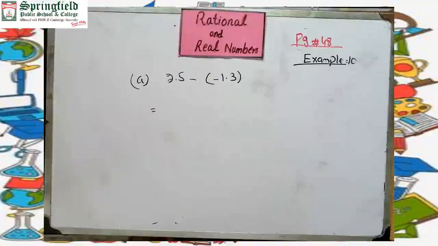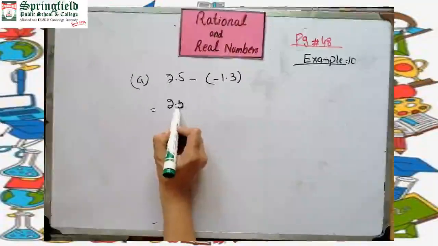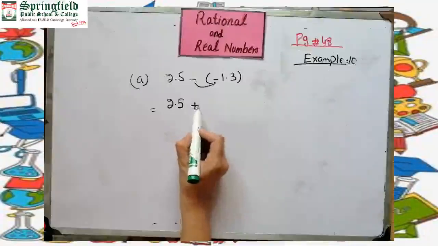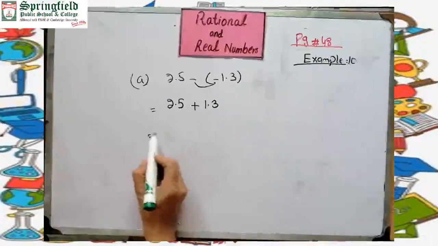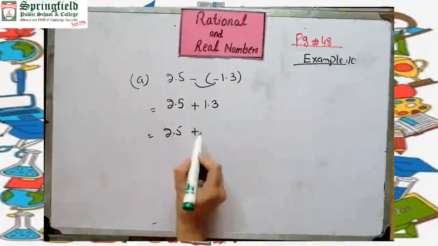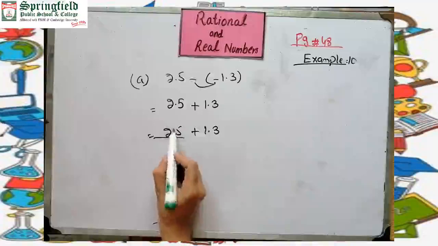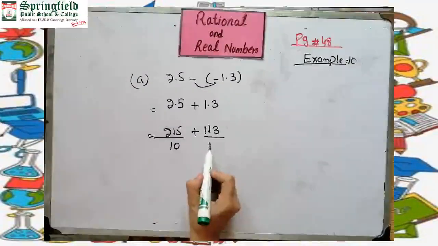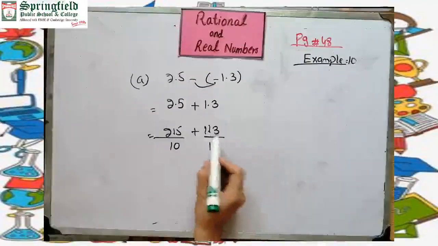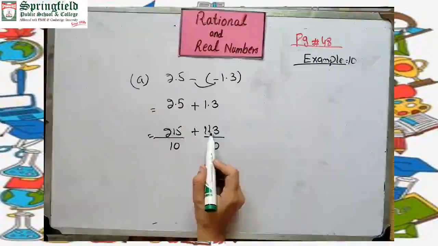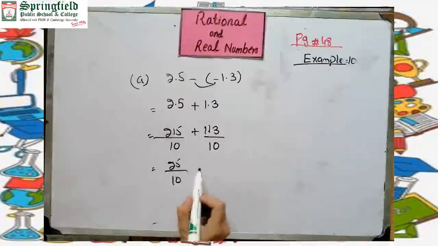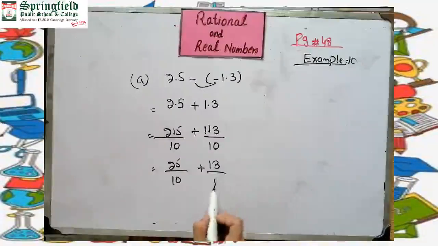As we know, first we will solve the brackets. 2.5 minus minus. Open the bracket, it will multiply, plus 1.3. Again, 2.5 plus 1.3. Remove the point, write down 1 and then 0 in the denominator, because one digit is after the point. So the new number will become 25 divided by 10 and then 13 divided by 10.